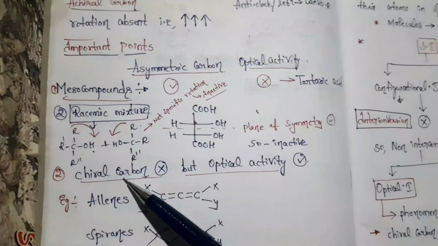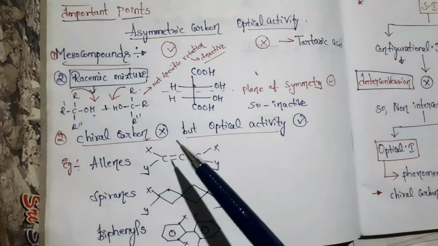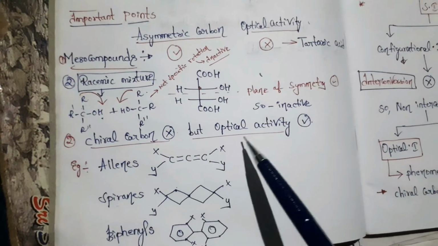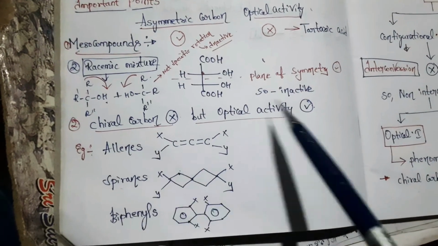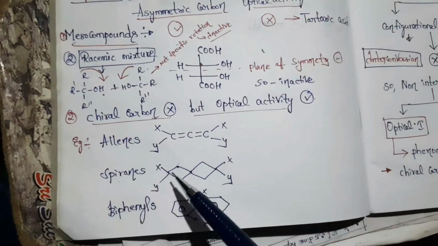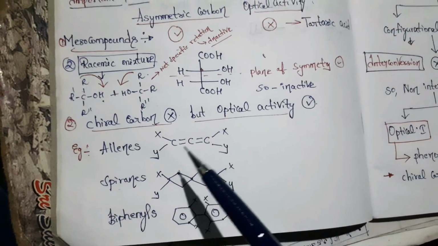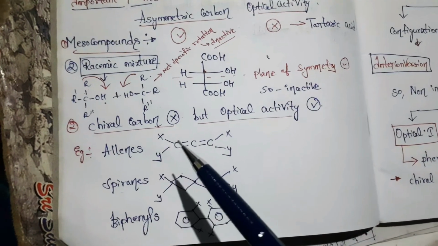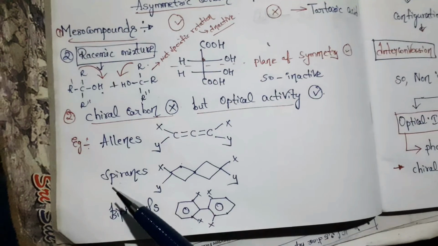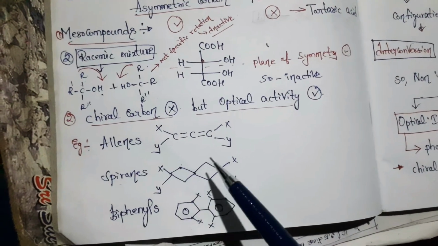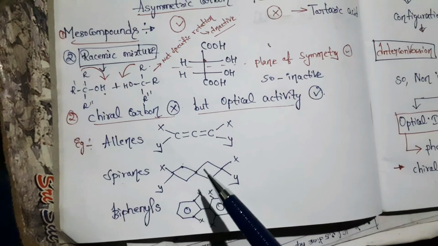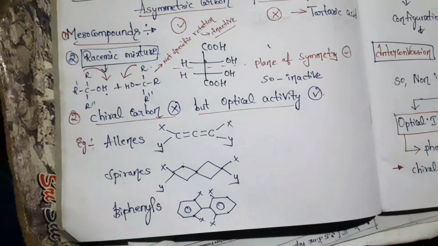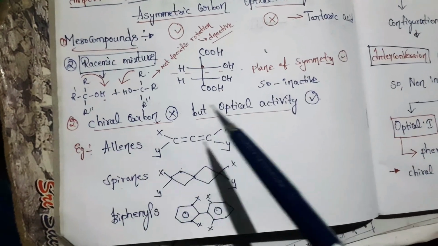Let's go to the second special case, where chiral carbon is absent but optical activity is present. Examples for this are allenes, spiranes, and biphenyls. In allenes, adjacent double bonds are present. So these are allenes. In this, chiral carbon is absent, but optical activity is present. In the same way, spiranes mean two rings are connected with the help of a single carbon atom. So these are spiranes. Spiranes also show optical activity. Biphenyls also show optical activity.